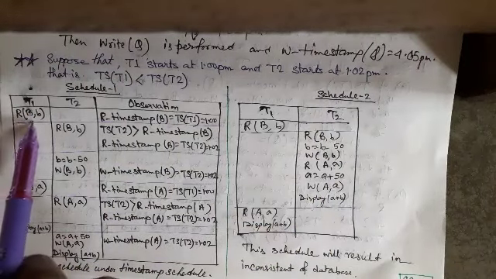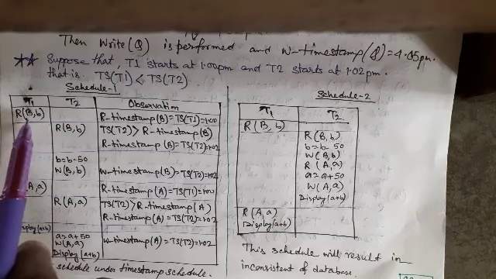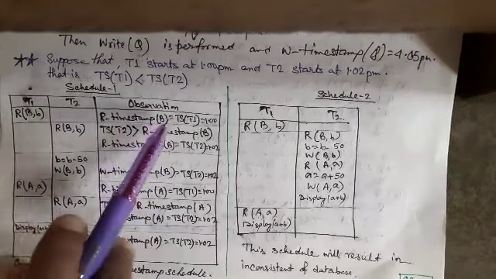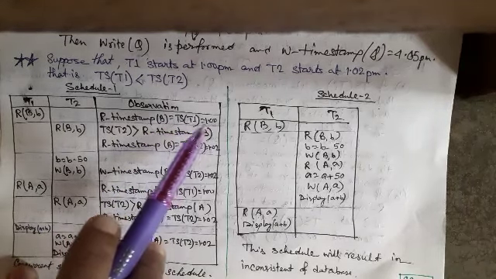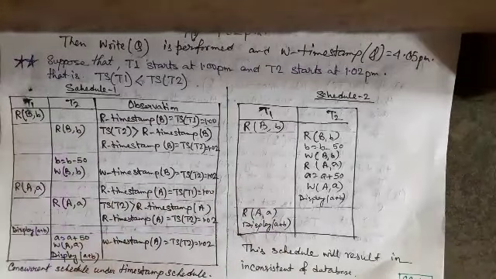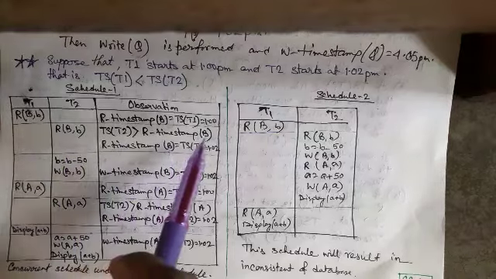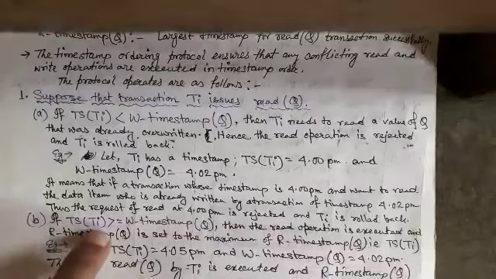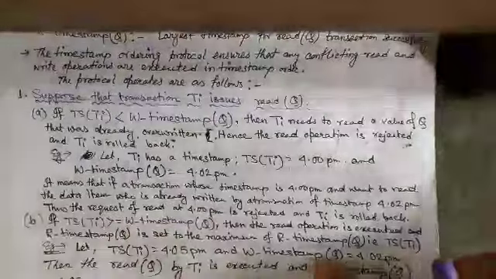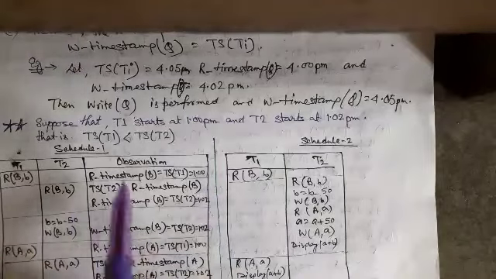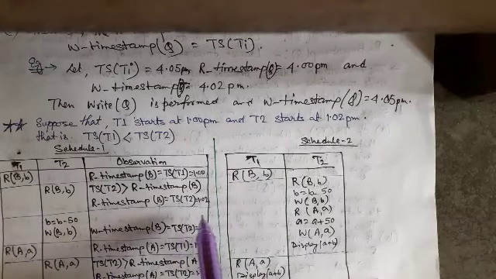Now T1 reads B. There is nothing else, so the read timestamp of B will initially be the timestamp of T1, that is 1 pm. Now T2 reads B. The timestamp of T2, 1.02, is greater than the read timestamp of B. As per our rule, if the timestamp is greater than or equal, no problem, read to read, there will be no conflict. So the read timestamp of B will be 1.02.